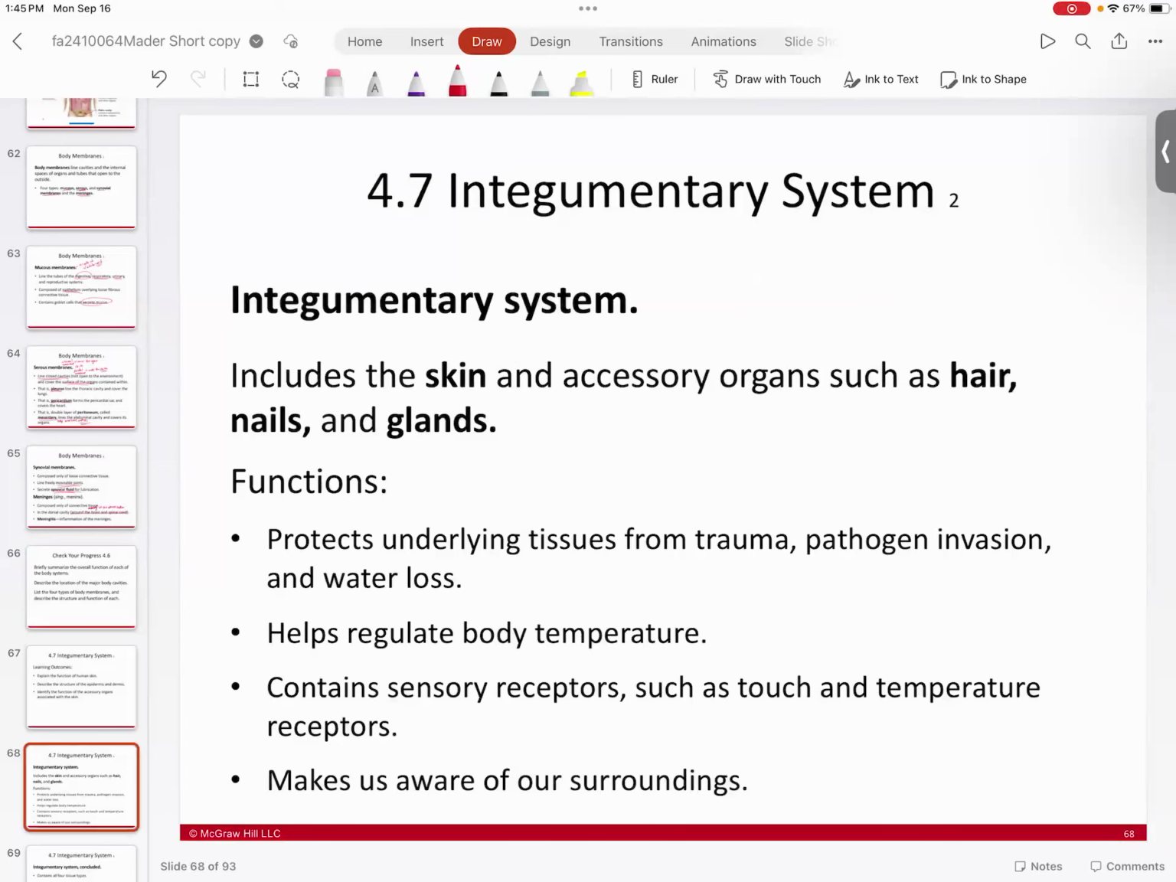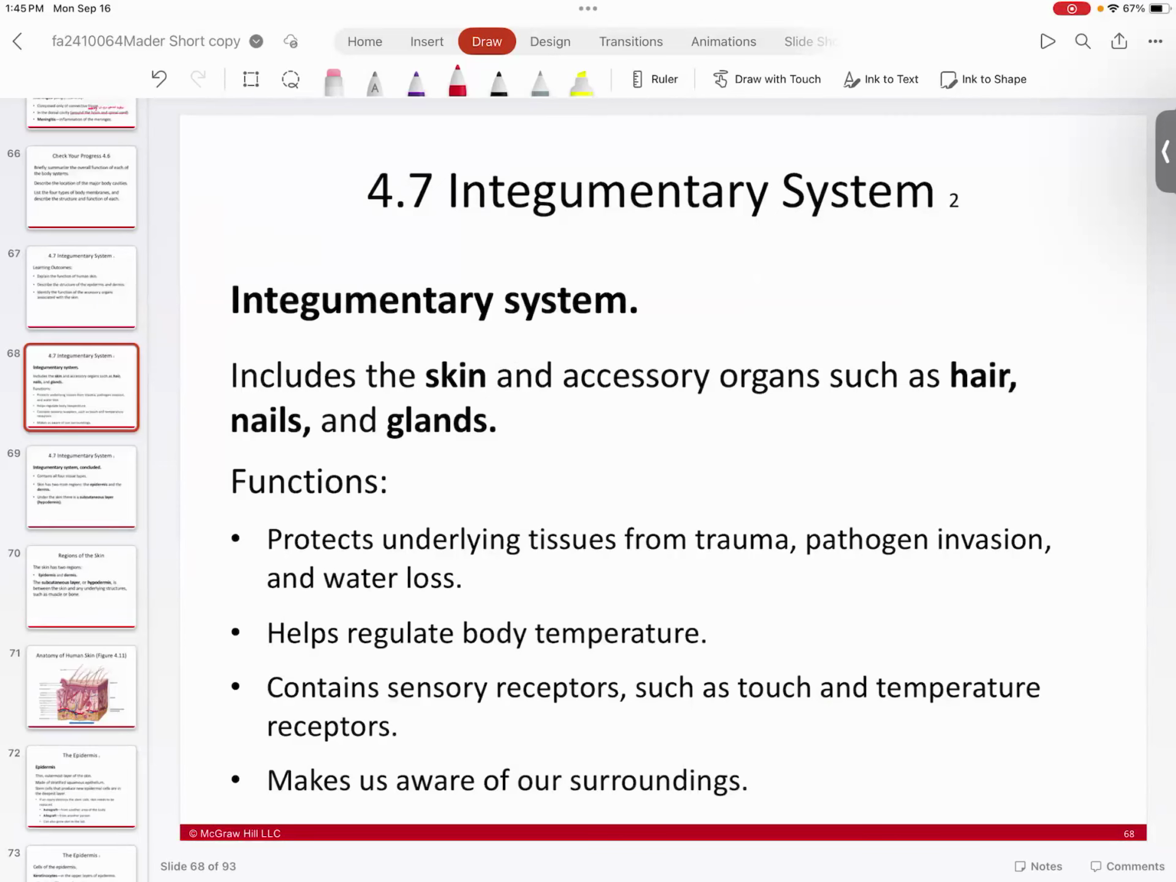Okay, so let's do a quick round through the integument system, right? This is the first of our systems. This is basically our skin for the most part, and of course the accessory organs. So along with skin, we also toss in hair and nails and glands and things like that. Some of the functions of our integument system, a couple of them are obvious, right? For instance, it's a protective layer to protect our underlying tissues from trauma, from pathogenic invasion, from water loss.